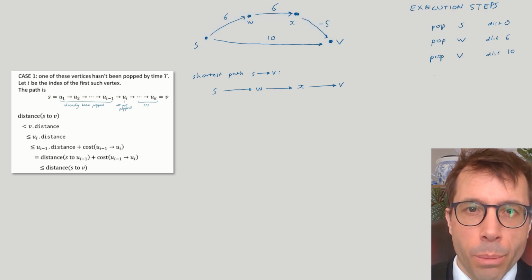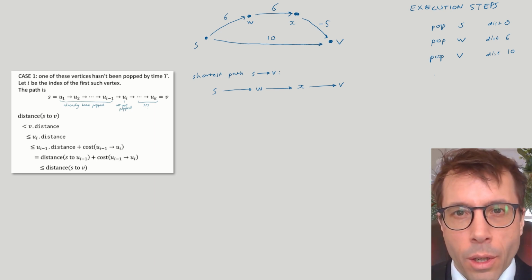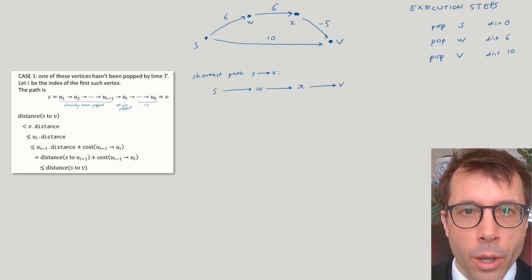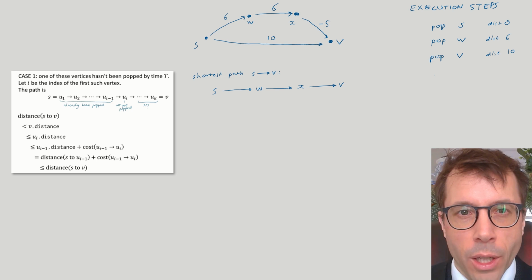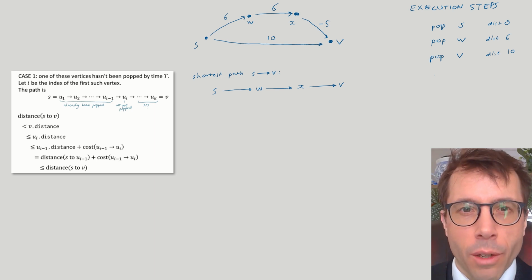We'll initialize the priority queue to contain only S, then we'll pop it, then we'll pop its nearest neighbor W, and then it has a choice between X at distance 12 or V at distance 10, so it pops V. Now let's do a breakpoint. We'll pause the execution, we'll inspect the state of the data structure.